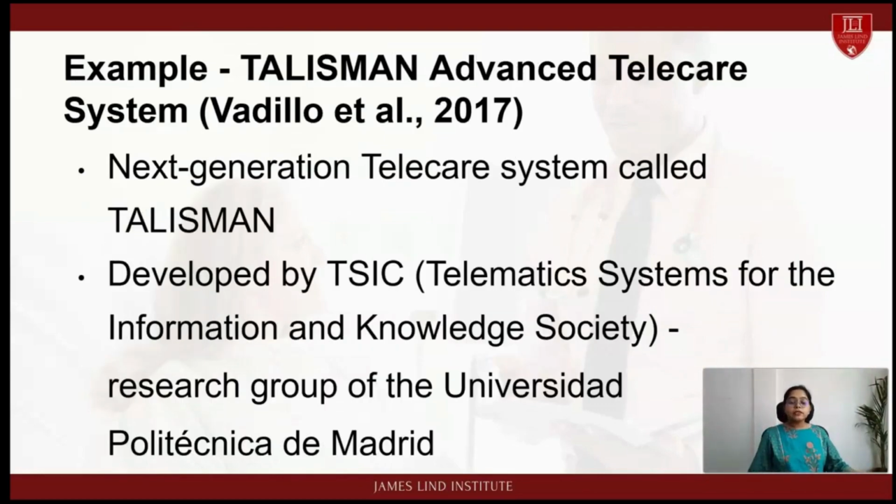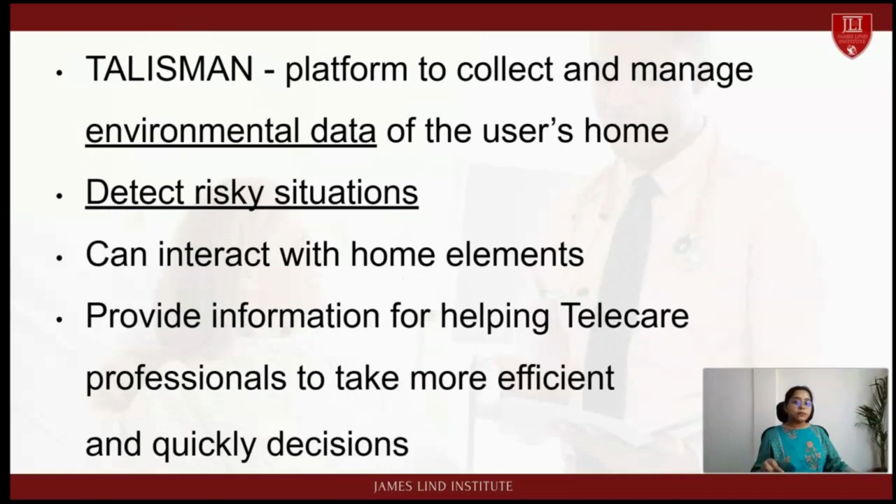Now let's look at this telecare system example. This was a pilot study, a pilot intervention, and this telecare system was named Talisman. It is an advanced telecare system developed by researchers in one of the universities of Madrid. They developed this system to collect and manage environmental data for the users, for the people. Though it was a pilot intervention, they collected and managed environmental data.